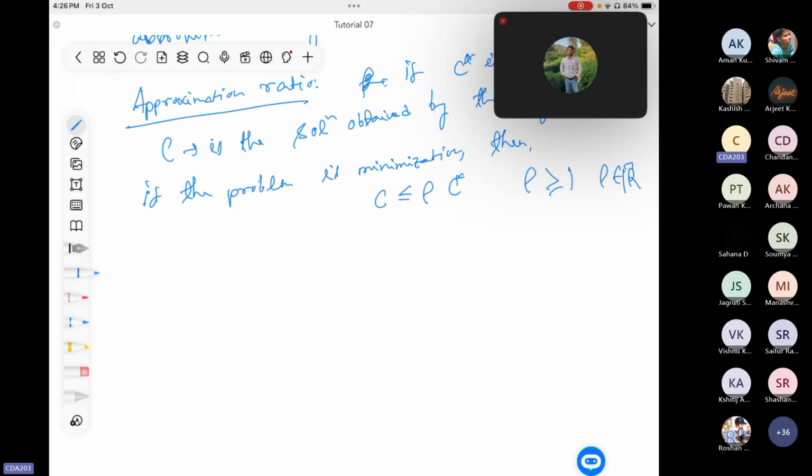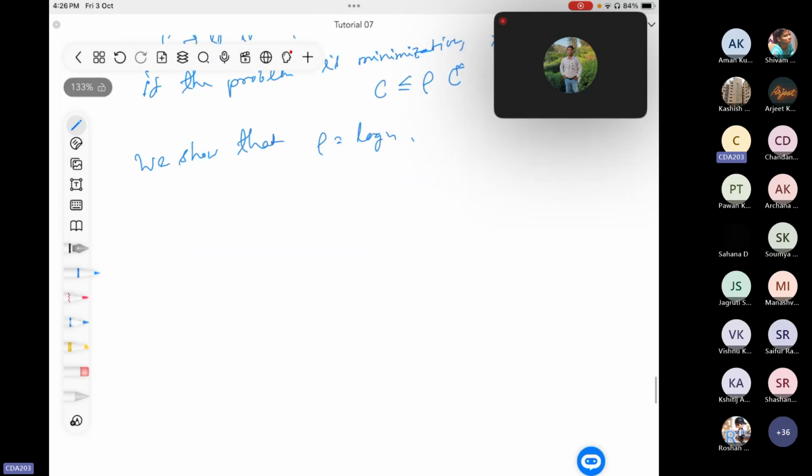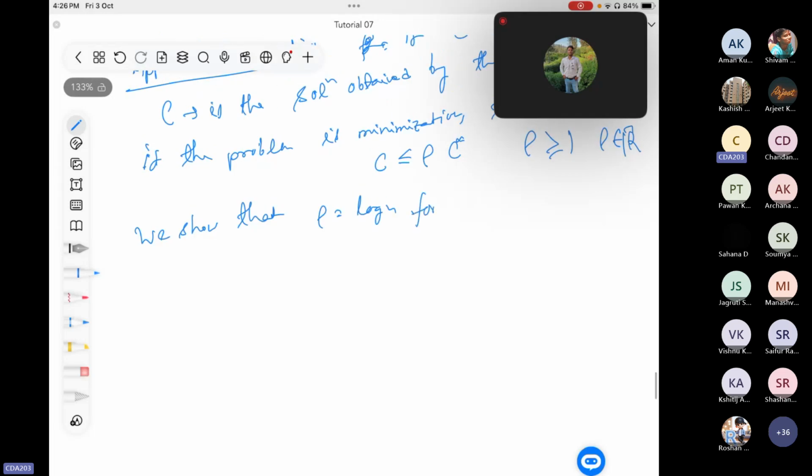Okay, so this is the approximation ratio. So we show that rho equals log n for our problem, for set cover.